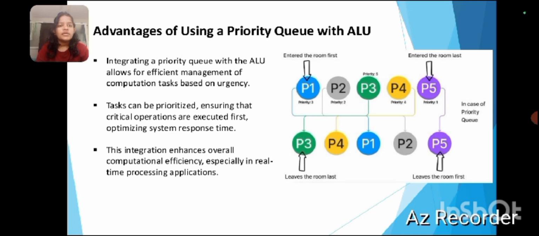Advantages of using a priority queue with ALU. Integrating a priority queue with the ALU allows for efficient management of computation tasks based on urgency. Tasks can be prioritized, ensuring that critical operations are executed first. Optimizing system response time. This integration enhances overall computational efficiency, especially in real-time processing applications.